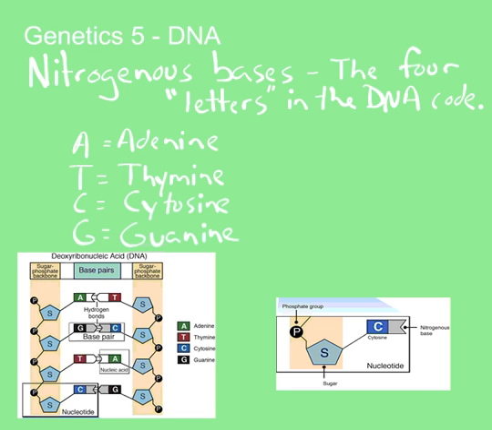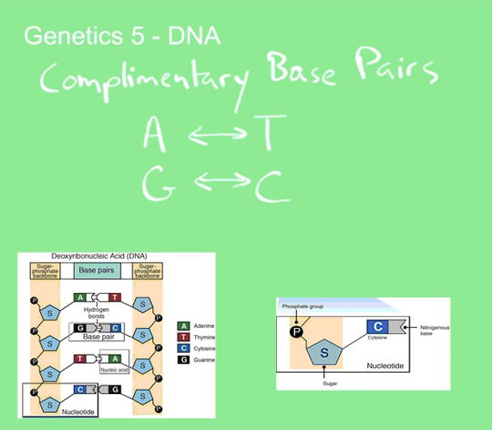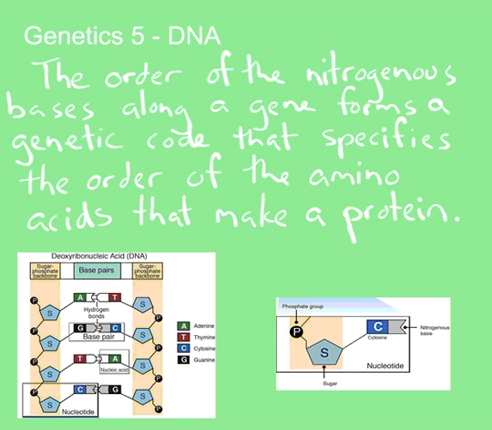So the nitrogenous bases are the 4 letters that are used in the DNA alphabet, or the DNA code. A stands for adenine, T for thymine, C for cytosine, G for guanine. Now, there's a rule with how these nitrogenous bases pair together. A always goes with T, and G always goes with C.